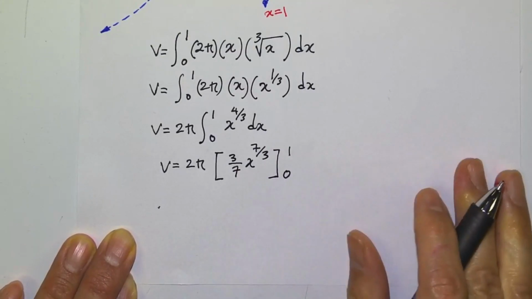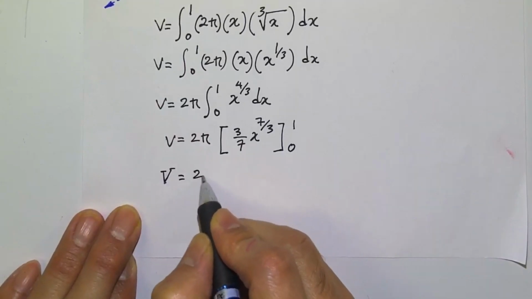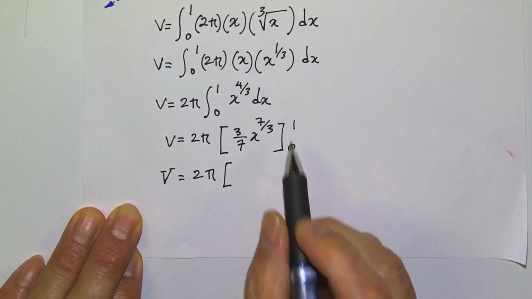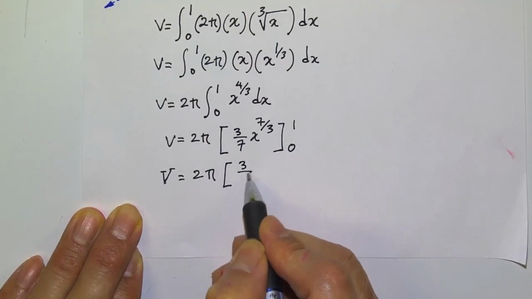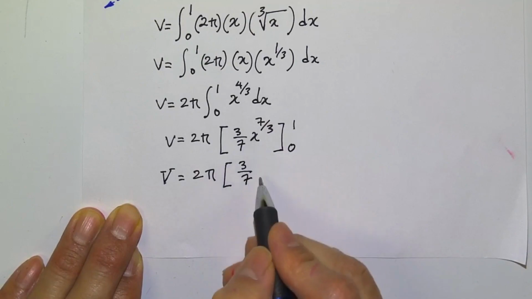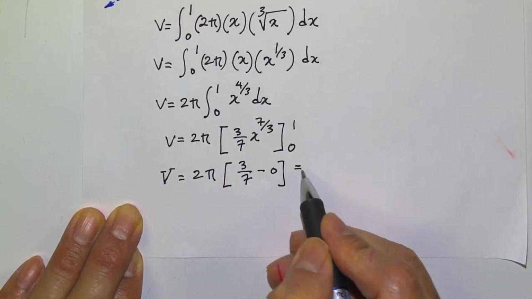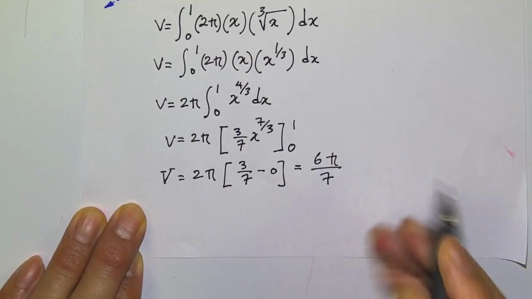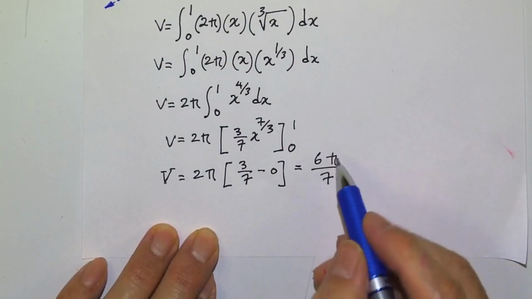Okay, so what do we have here? We have the volume equals 2 pi times, if we substitute for x with 1, we get 3/7. Substitute for x with 0, we get 0. So we get 6 pi over 7 as the volume of that object that is generated as such.